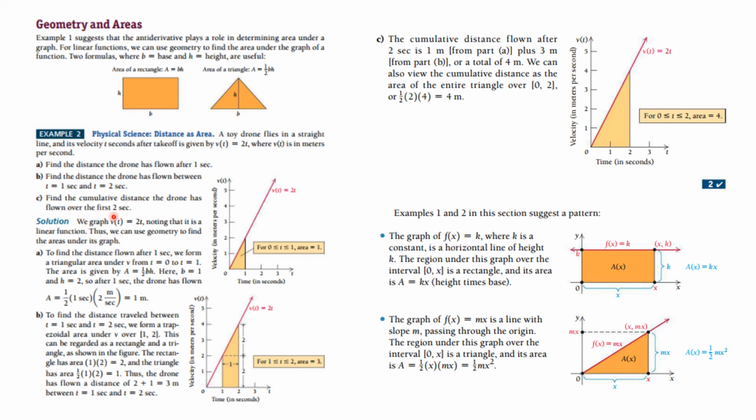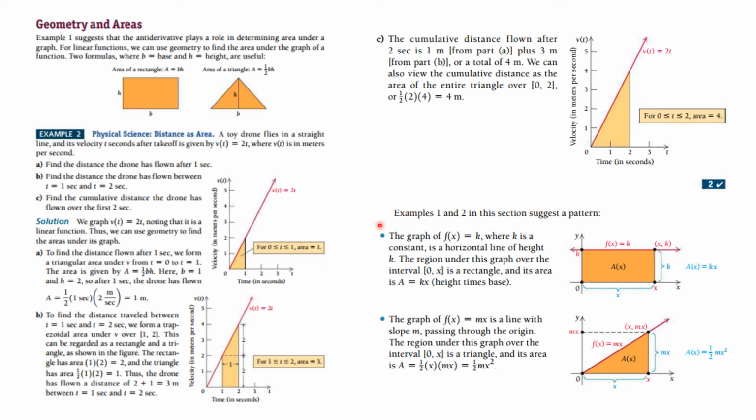For part C, find the cumulative distance the drone has flown over the first 2 seconds. Well, you are basically adding this area to this area, but if you think about it, it's still the area under the curve. So you add those areas together, and you get that this area is 4. Notice the area is 4 because the base is 2 and the height is 4, and the area is 1/2 the base times the height, or 1 times 4, so the area is 4.